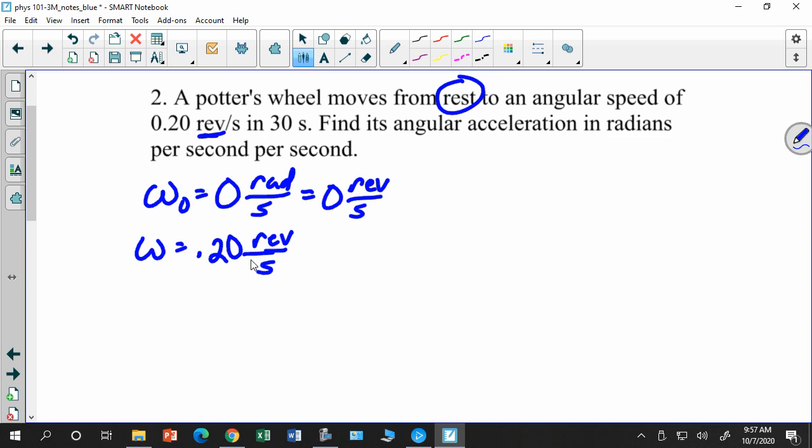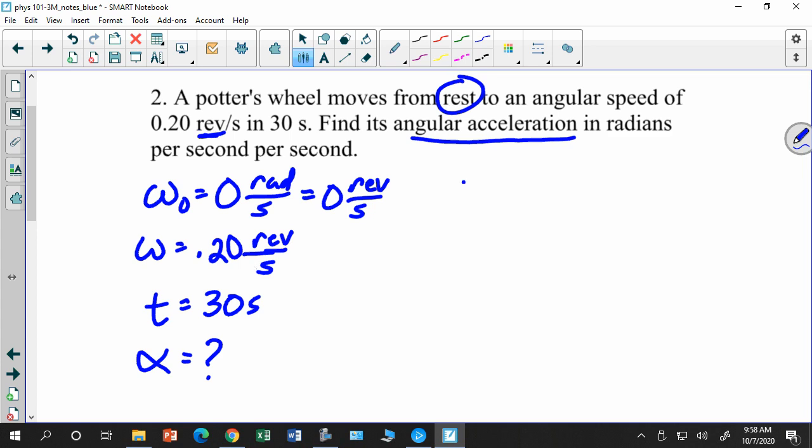And it goes in a time of 30 seconds. T is equal to 30 seconds. And I want to know what is the angular acceleration. What are we calling that? What's the variable? Alpha, right. So I want to know what alpha is. Look, those equations are on your equation sheet. You'll have that for your exam. You'll have it for your quiz.